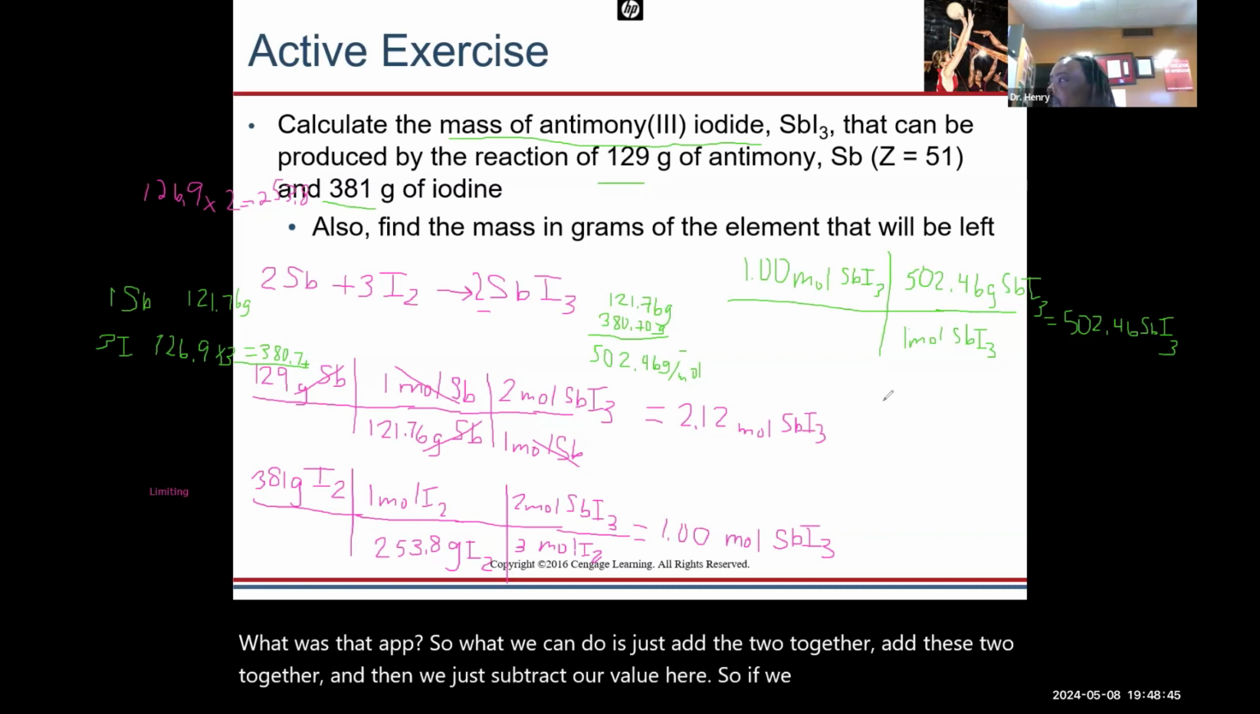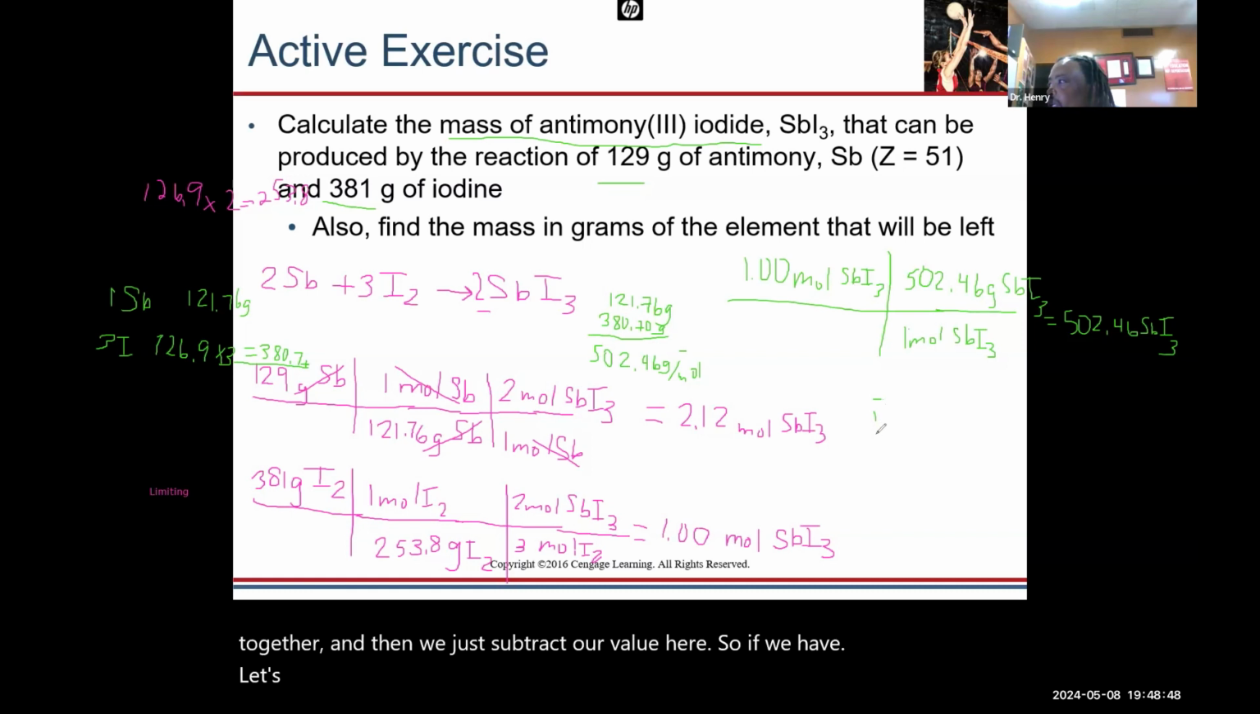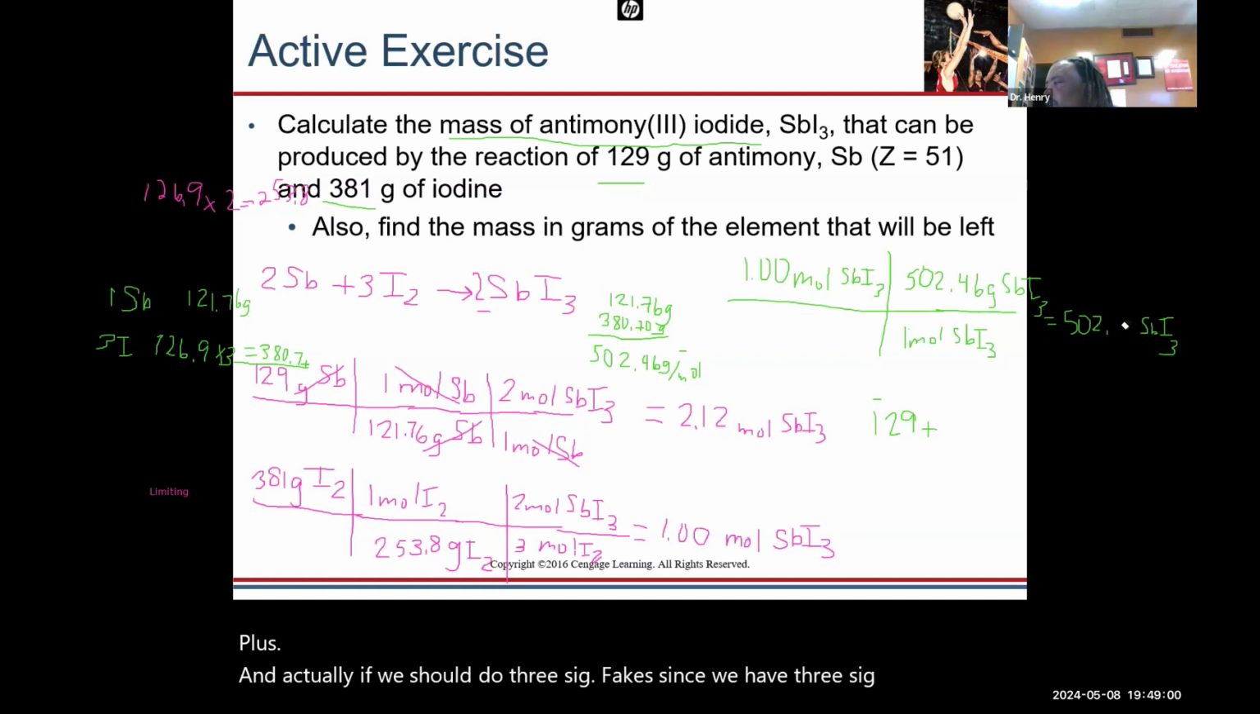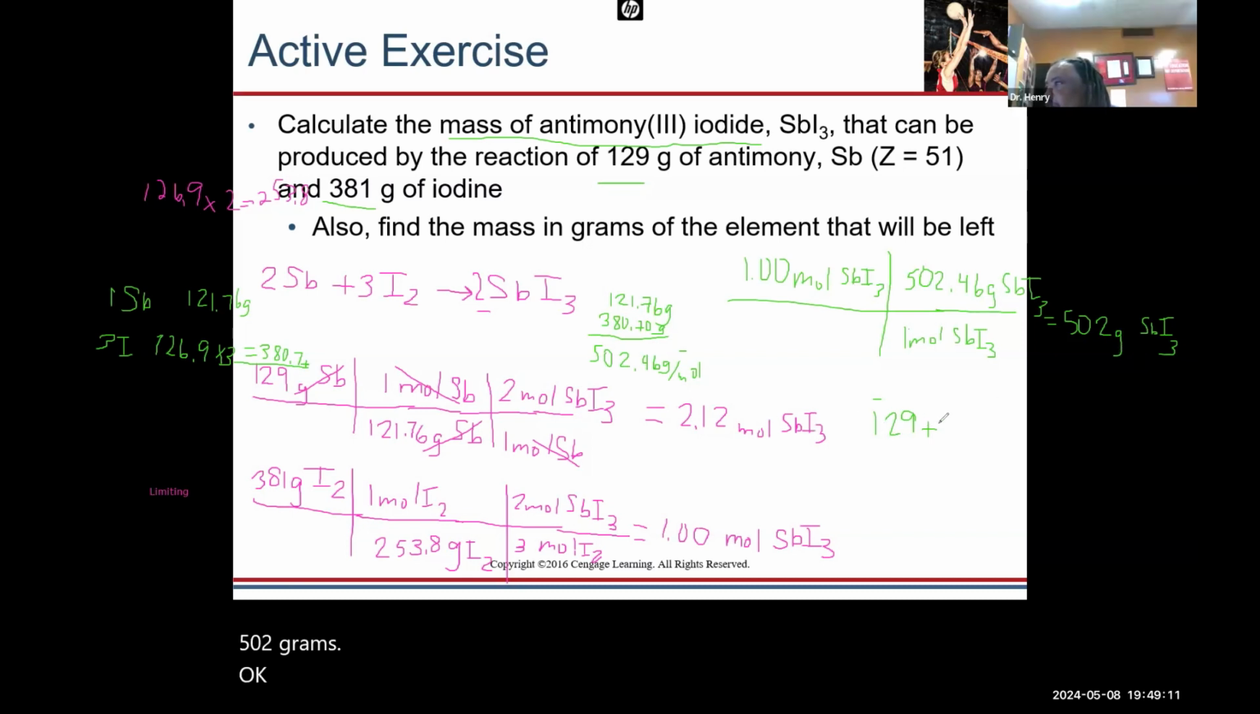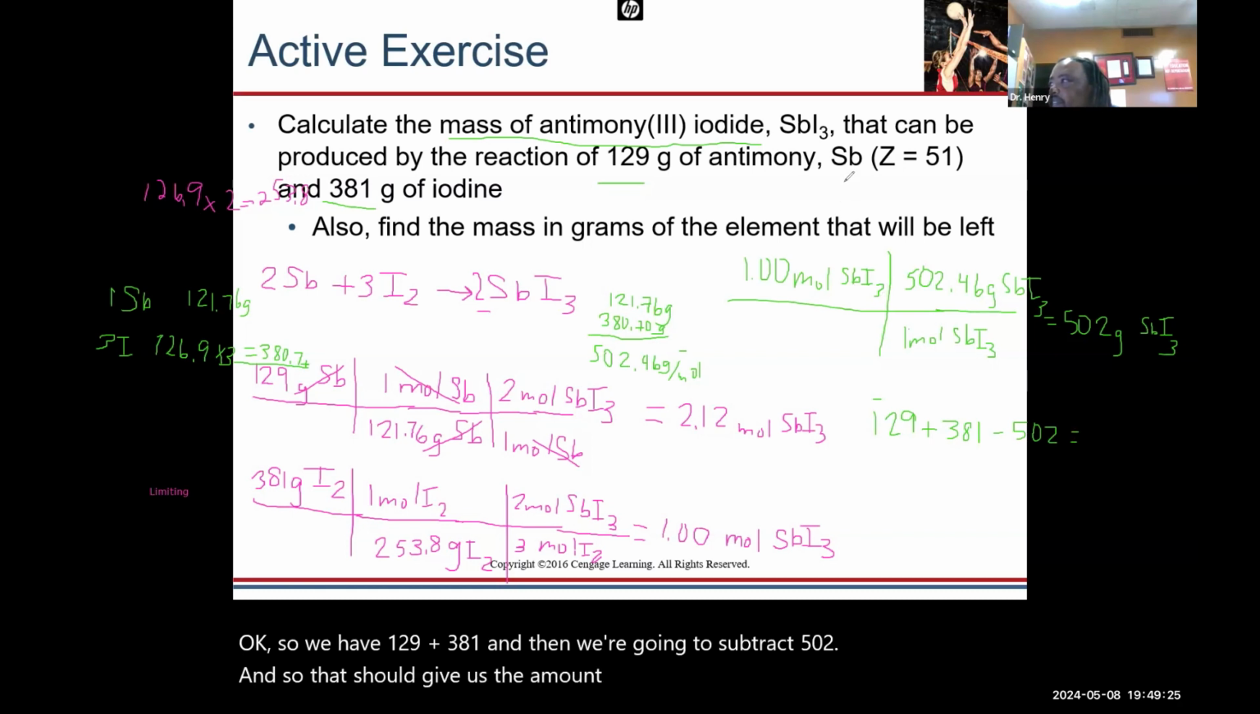So if we have, let's see, what is it? 129 plus, oh, and actually, we should do 3 sig figs since we have 3 sig figs, so it'll be 502 grams. Okay, so we have 129 plus 381, and then we're going to subtract 502. And so that should give us the amount of antimony that wasn't used.